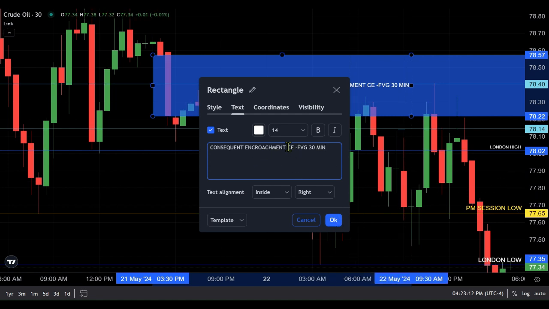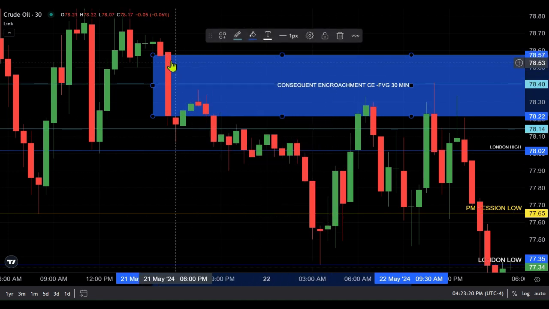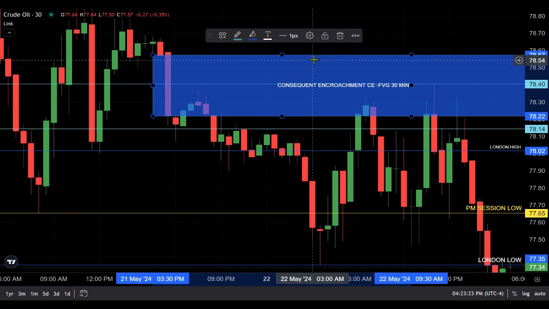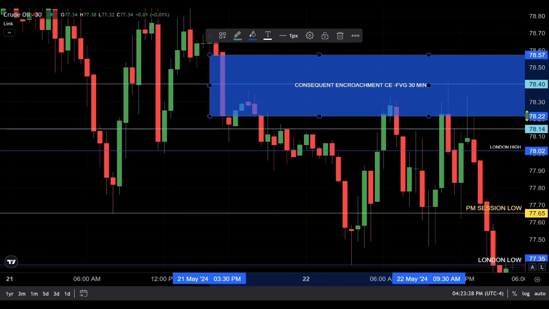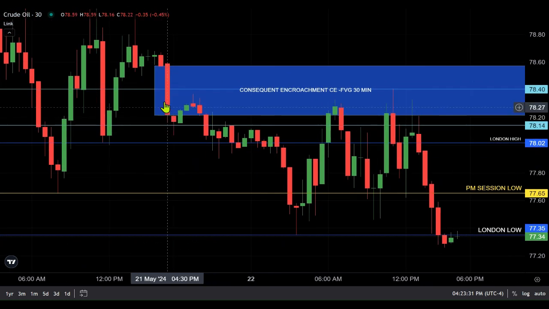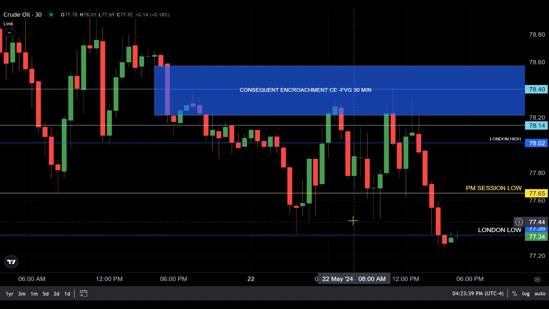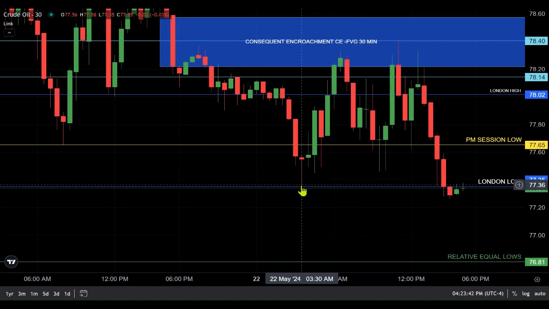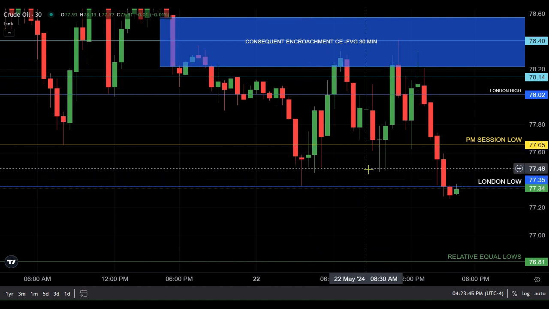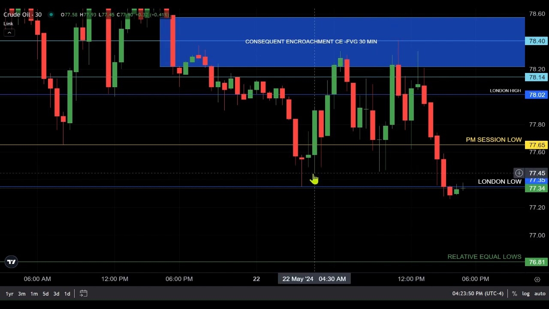Consequent encroachment. That's just the way I would normally label it if you see that on my chart anywhere. But it's basically the 50% mark of any of these fair value gaps. And so I marked it with this line. Well, I was watching a different product when this occurred, but down here you can see we started having some resistance. We weren't going very much lower, and that was the London low. We came back down, tried to test it a little bit, and we were just having trouble.